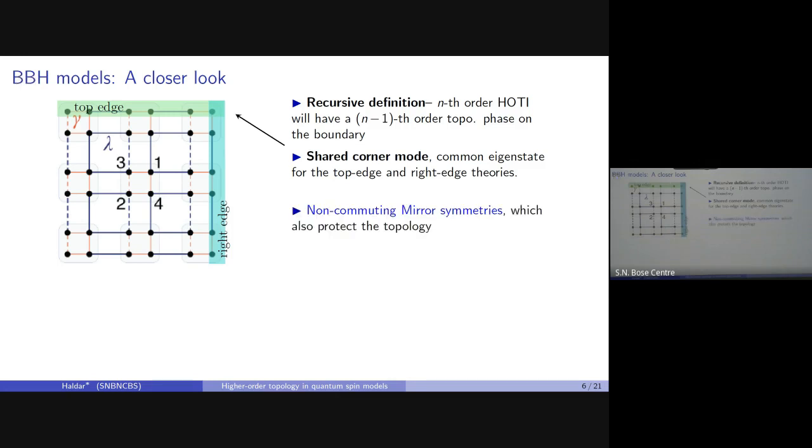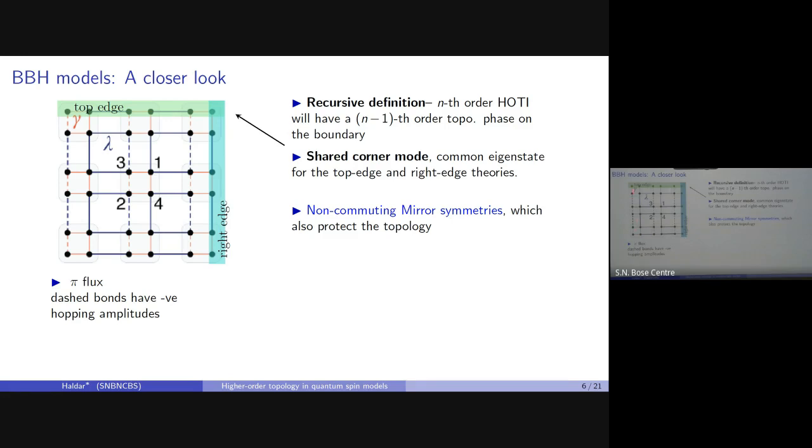Okay. Another nice property about the BBH class of models is that this higher order topology is protected by what is called non-commuting mirror symmetry. So let me explain how. I'm now going to explain what these dashed bonds are. These dashed bonds represent pi flux insertion in each of these square plaquettes. It simply means I will change the sign of hopping on these dashed bonds to be the negative of those on the solid bonds. So this will basically insert a pi flux into every square plaquette. And this pi flux introduces a new type of non-commuting mirror symmetry into your model. And it turns out for the BBH class of models that these non-commuting mirror symmetries actually enable the higher order topological phase to show up.